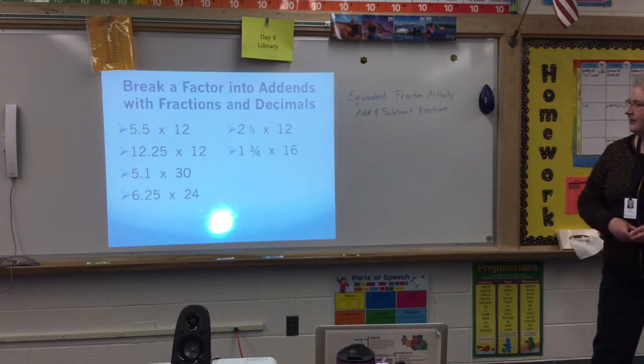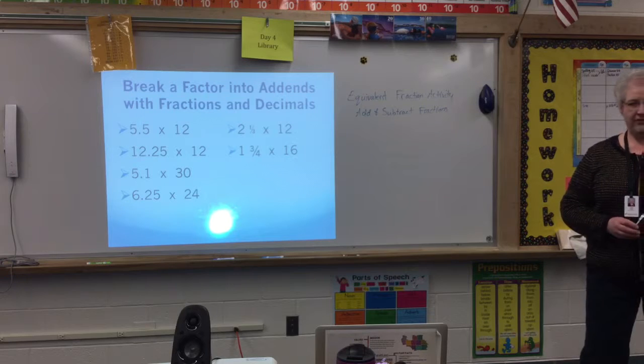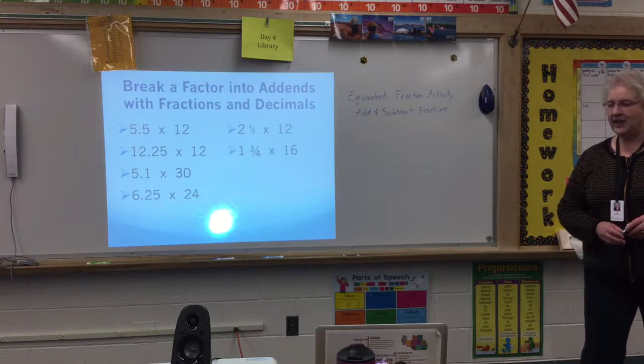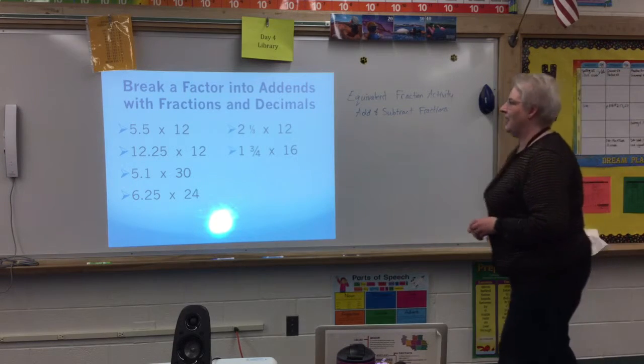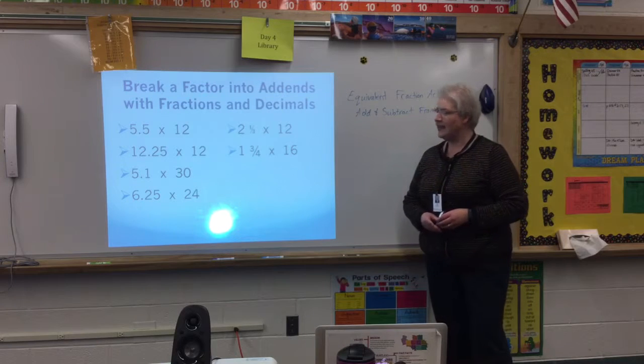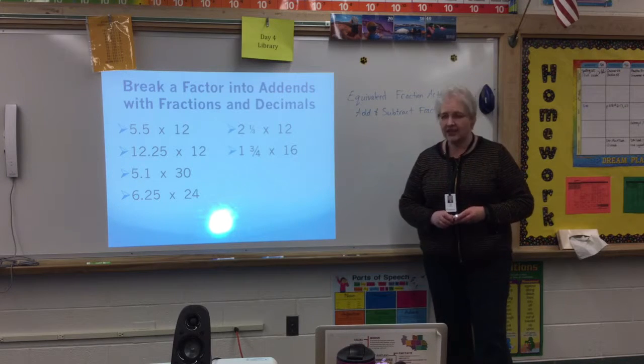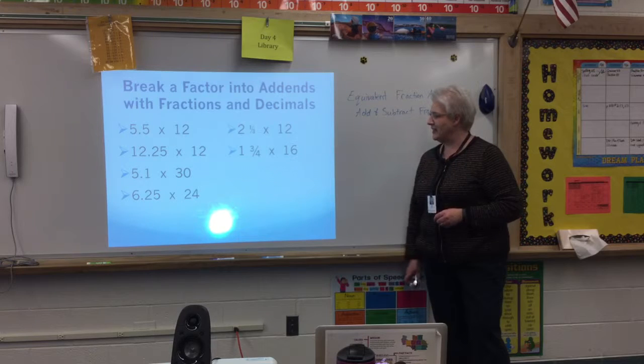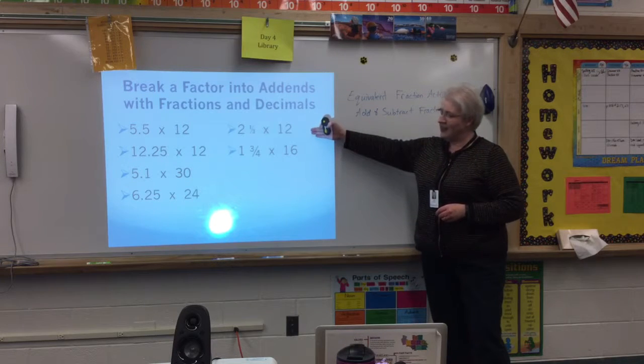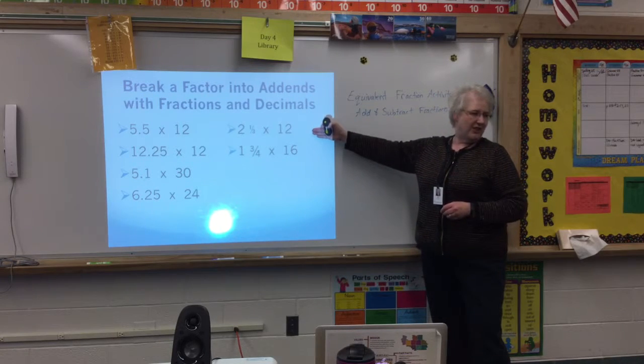So if my problem is 5 and 5/10 times 12, think about them breaking that apart into a 5 and the 5/10 and working with the sequences that way. So they can break that into add-ins and work that way with fractions and decimals, and give them practice doing this. Especially when it comes to these kinds of things, students aren't used to putting those pieces together.